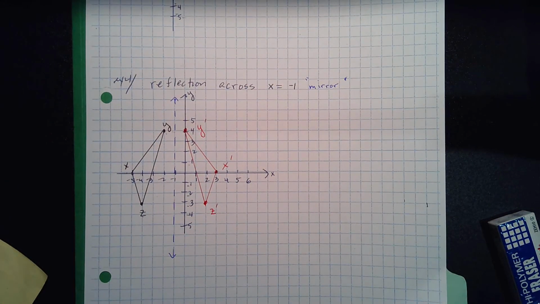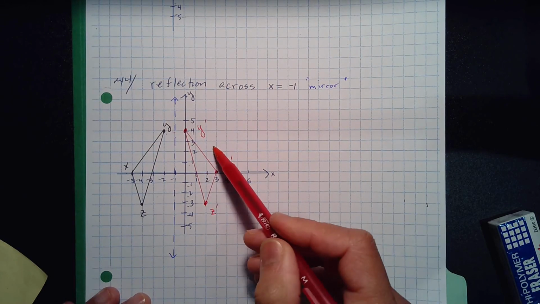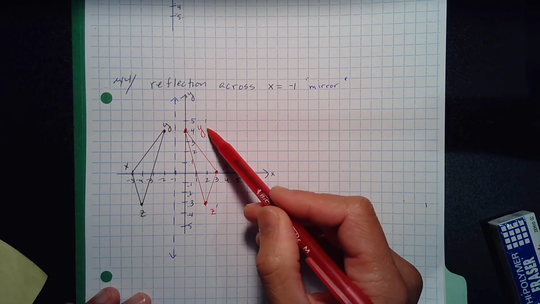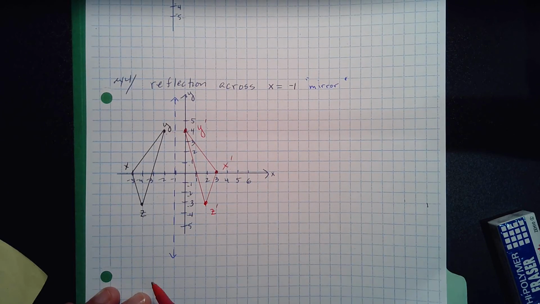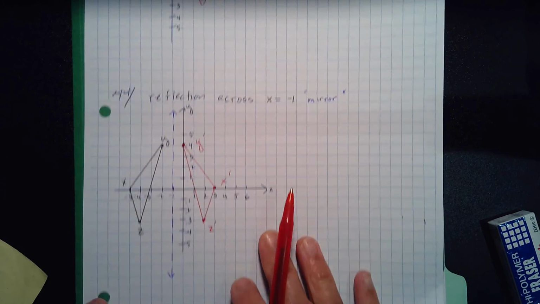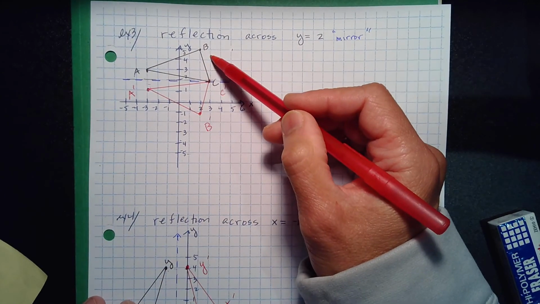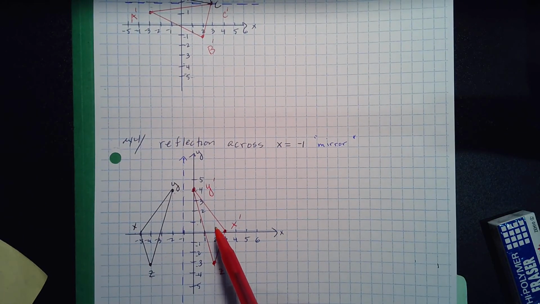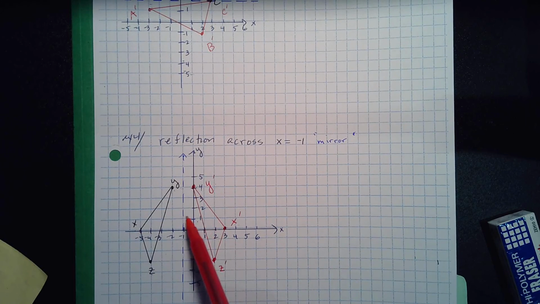Okay. So here is our image. This is triangle y prime, x prime, z prime. This is the pre-image. This is the image. Remember, the image is the transformation of the figure.